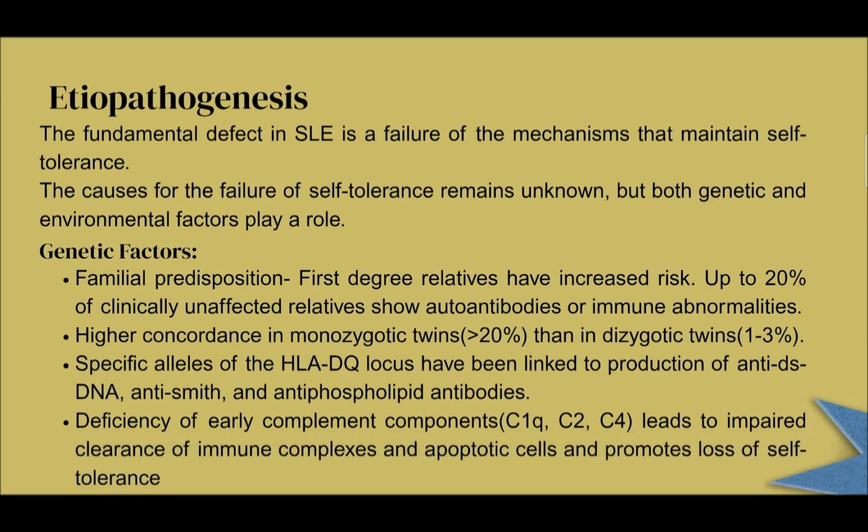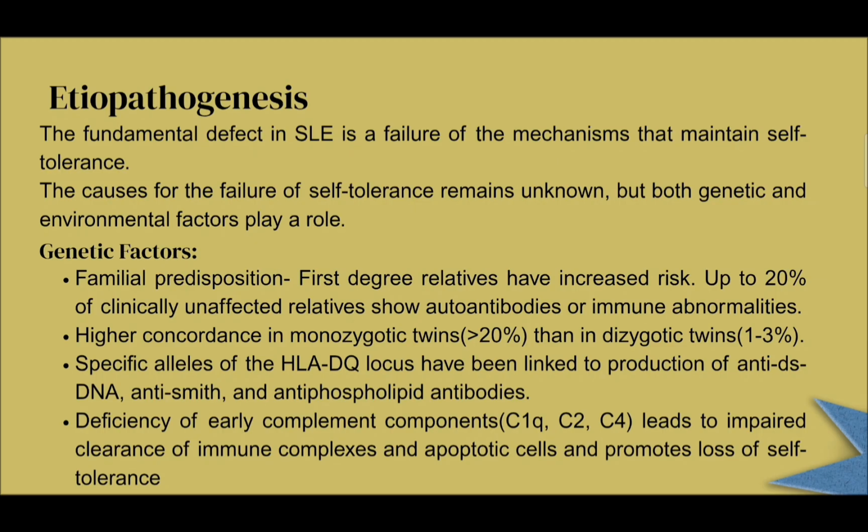Let's discuss genetic factors. There is familial predisposition. First degree relatives have increased risk. Up to 20% of the clinically unaffected relatives show autoantibodies or immune abnormalities, and there is a high rate of concordance, more than 20% in monozygotic twins compared to dizygotic twins.